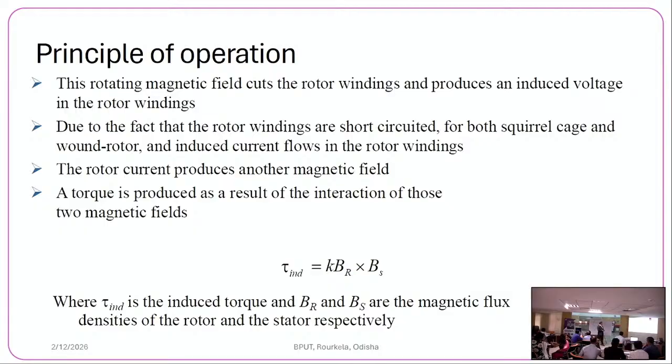This way, the torque is produced as a result of the interaction of these two magnetic fields, stator MMF and rotor MMF, and this is the induced torque. Induced torque means electromagnetic torque. We say electromagnetic torque because the torque is produced by electromagnetic interaction.